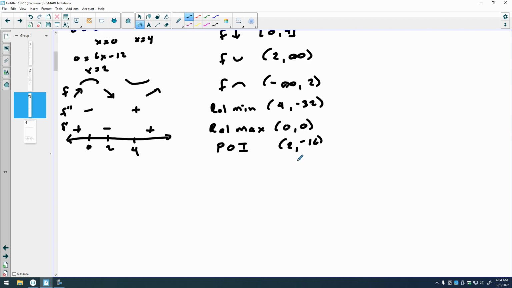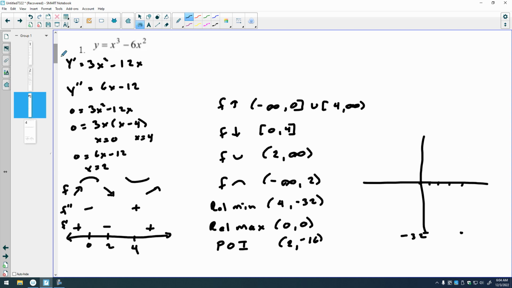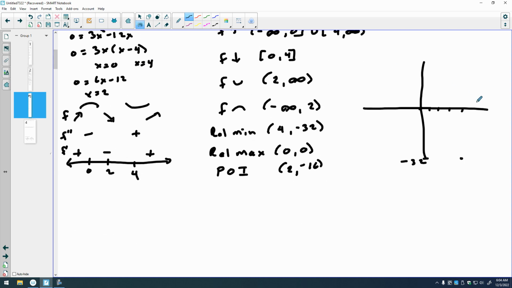All right, and the final thing, sketch a graph. So let's just put all this key information on my graph. So I have a relative max at 0, 0. I have a relative min at 4, negative 32. We can kind of think about what my graph looks like. It's a cubic, so I kind of have an idea of what this thing should look like. So here's my relative min, here's my relative max. It switches concavity at 2, negative 16. That's my point of inflection.